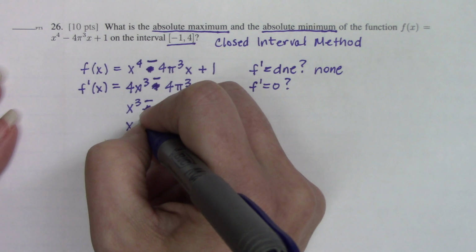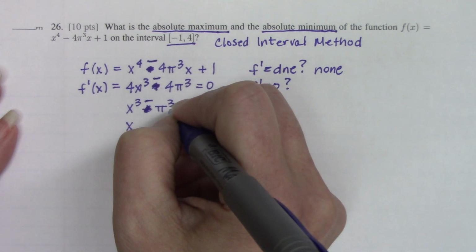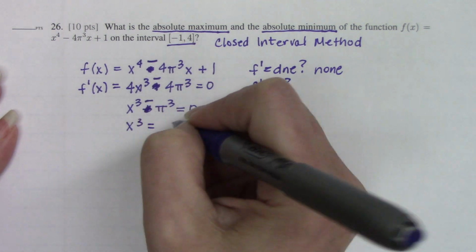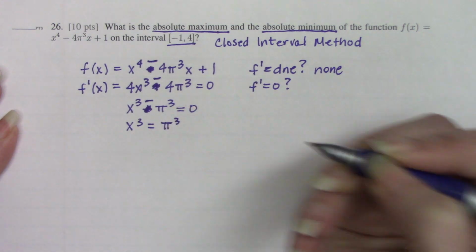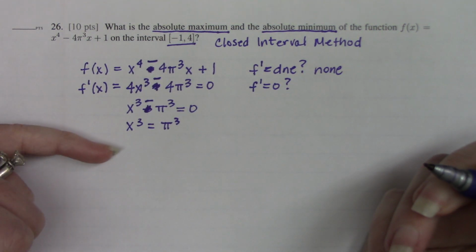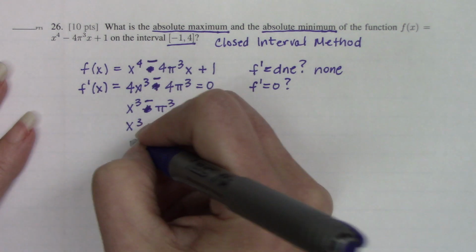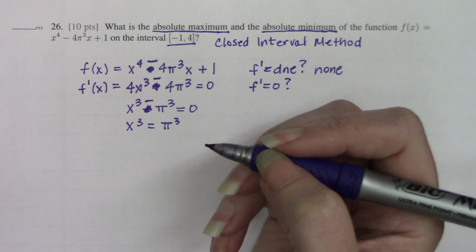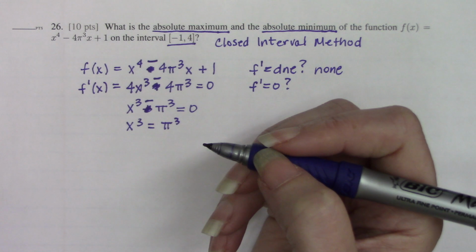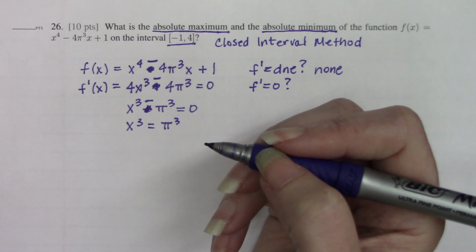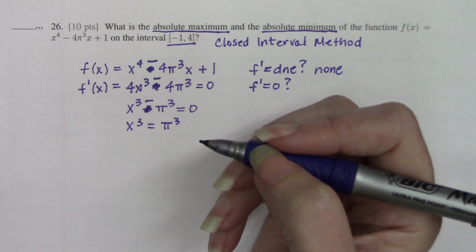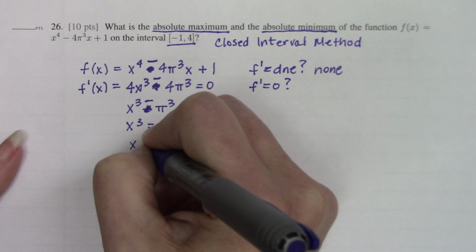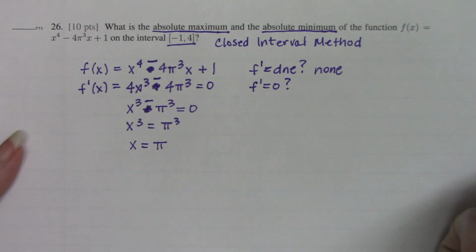Okay, so x cubed minus pi cubed means that x cubed equals pi cubed, and we simply take the cube root of both sides. Now for odd roots, you don't have to worry about getting multiple answers. Odd roots give one solution. If it's an even root, you have to account for the fact that there are 2 possible solutions. So we have an odd root here, so this is straight up x equals pi.